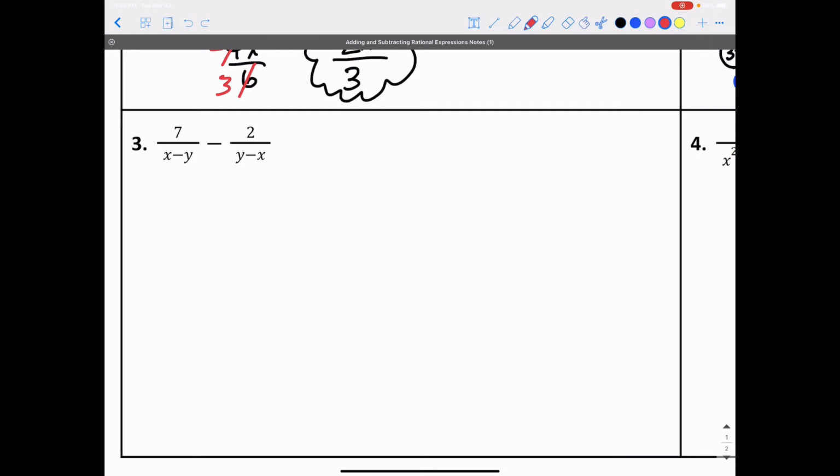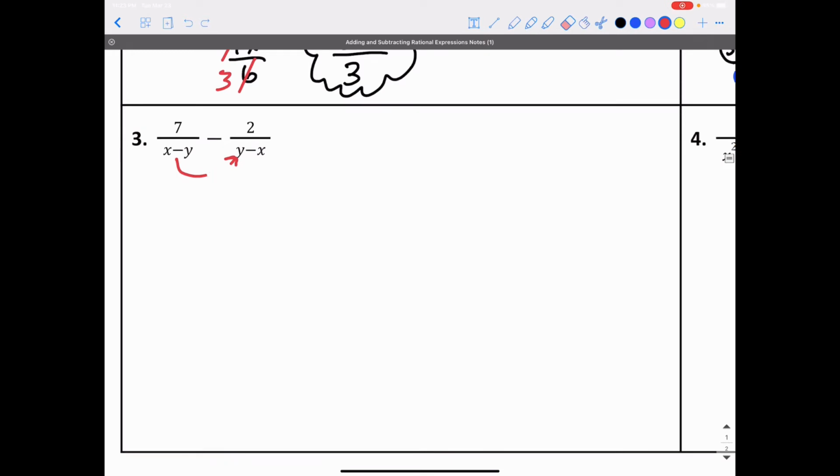What I have here is a positive x and a negative y. Here I have a positive y and a negative x. To go from here to here, I would need to multiply by negative 1. Or what I really want to do is I want to take y minus x, and if I multiply that by negative 1, I get x minus y. So I can say that the least common denominator is actually x minus y. And then I don't have to change the first fraction, I just have to change the second fraction.